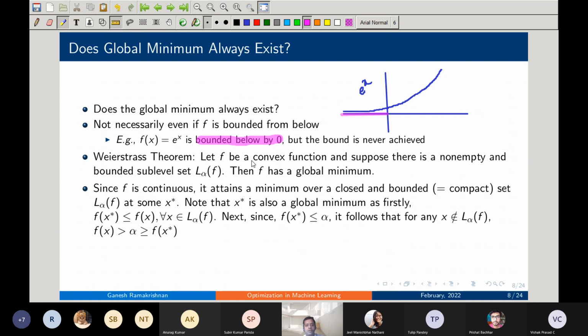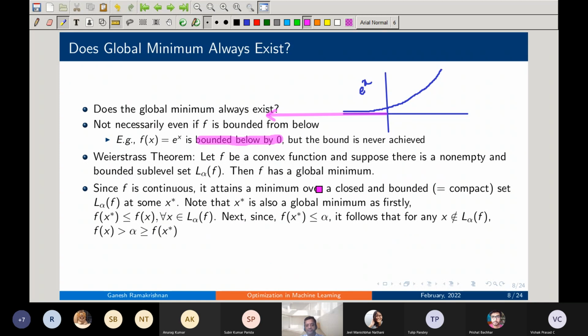So the Weierstrass theorem comes to the rescue and says that if there is a non-empty and bounded sublevel set, now does L alpha, such a non-empty and bounded sublevel set, exist here? Well, no, it's unbounded below. For any value alpha, the sublevel set is unbounded below. It has no boundary. It just keeps extending. So by the Weierstrass theorem there need not be a global minimum, and in fact it doesn't have a global minimum point.